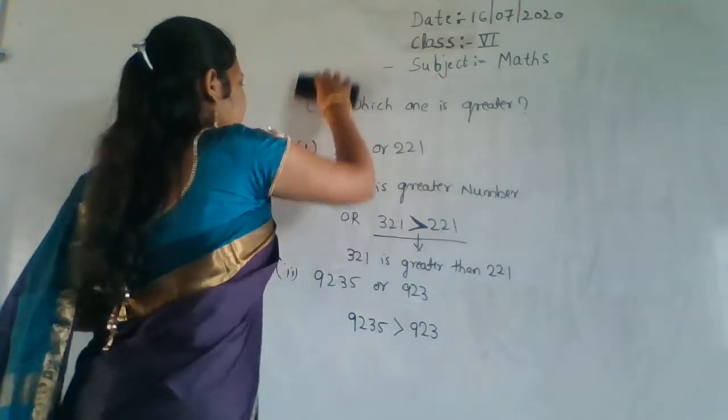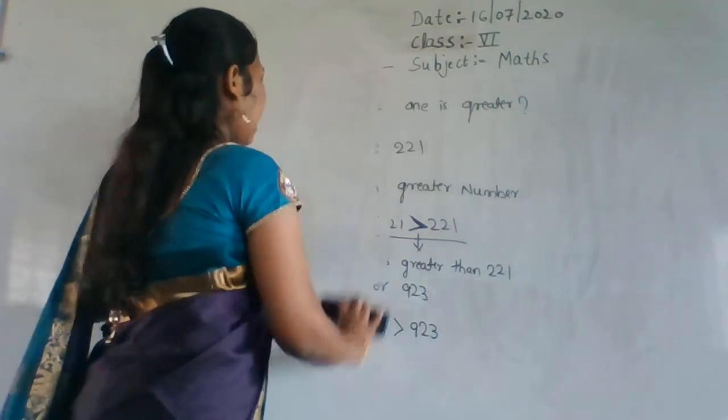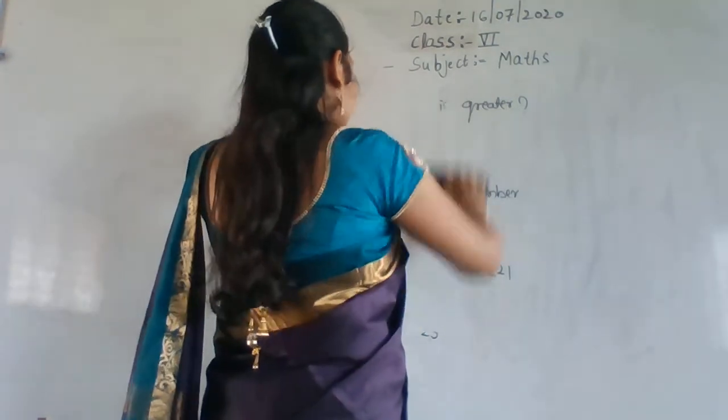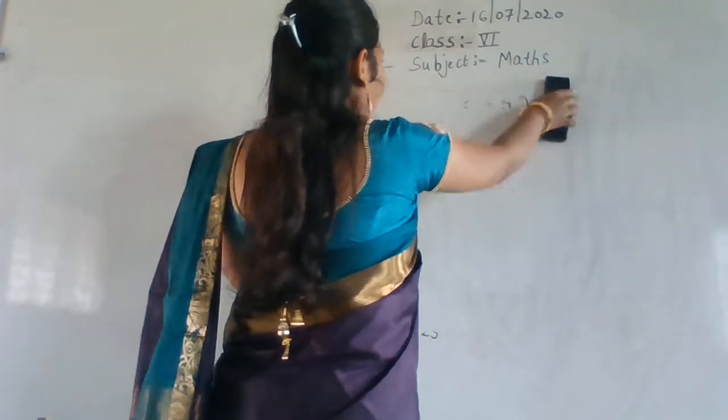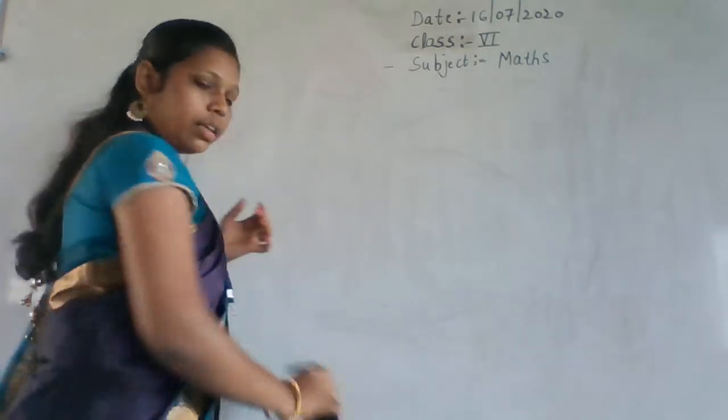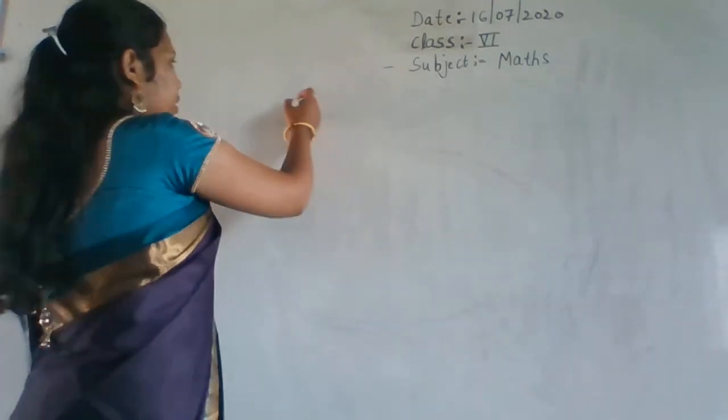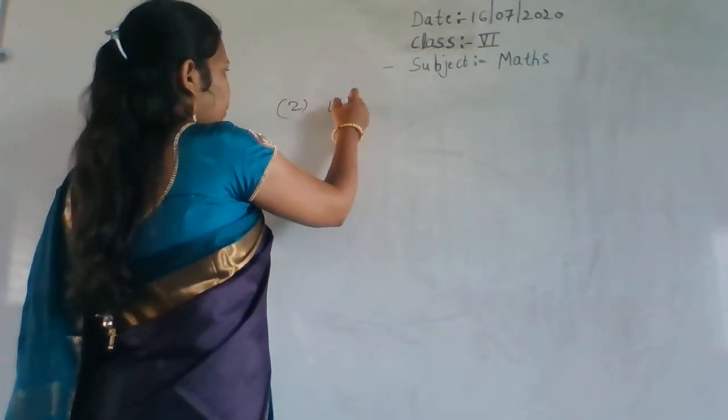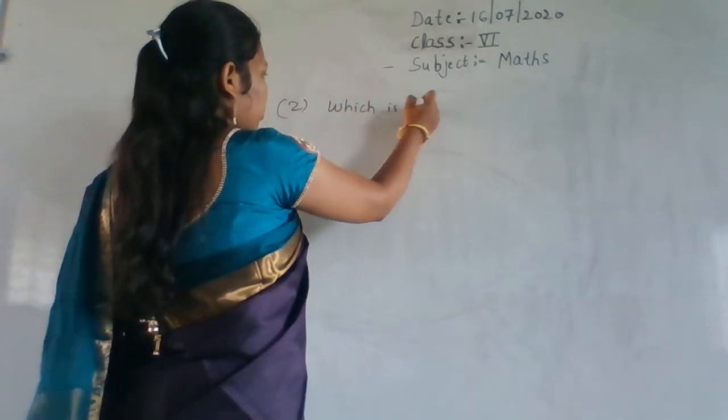So you have to do it all at home. Next one is which one is smaller, they asked. I'll show two examples. Again, you have to do all those problems at home. What is that? Which one is smaller?